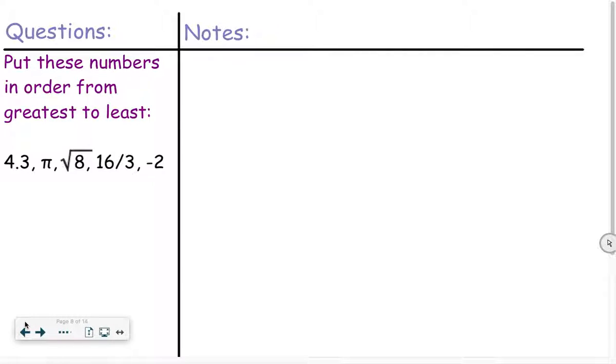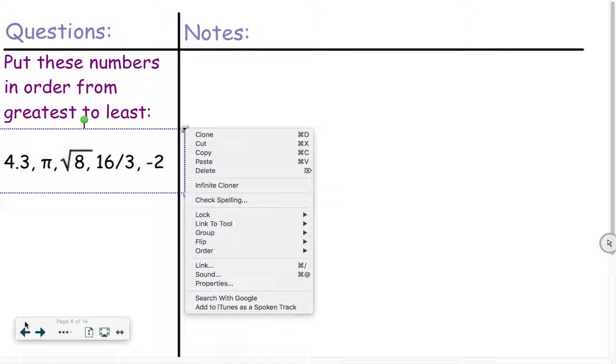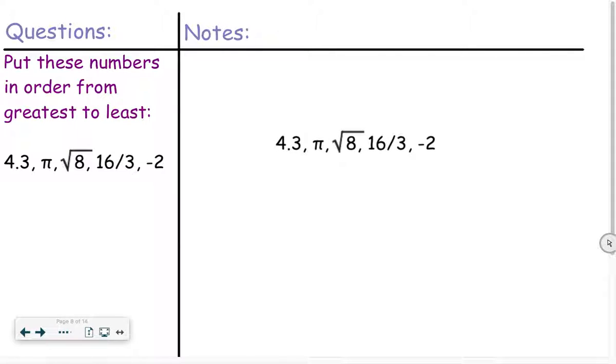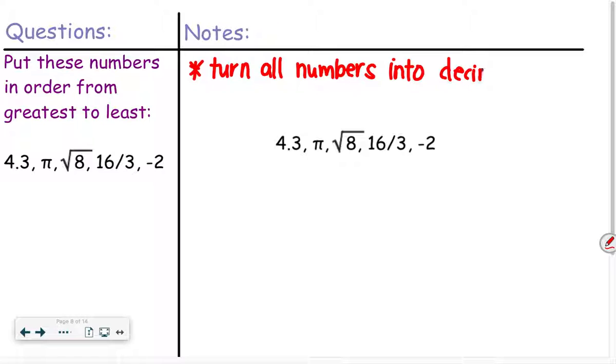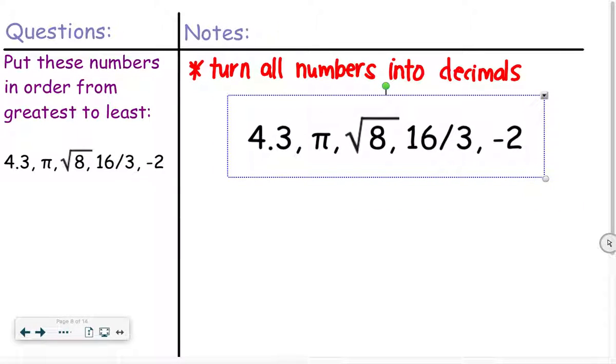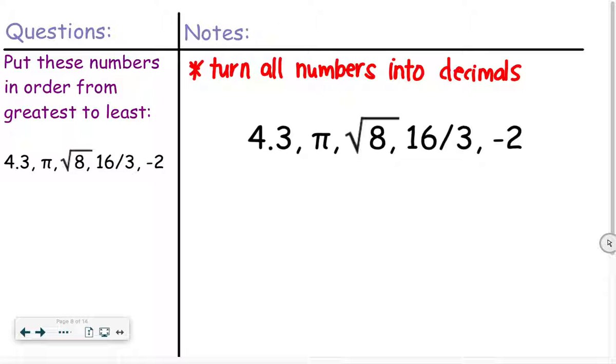All right, put these numbers in order from greatest to least. If you're ordering numbers, the easiest thing to do is turn all the numbers into decimals. So turn all numbers into decimals. And I would write this list again on the right-hand side to make it a little easier for you. Okay, so let's go through these one by one.